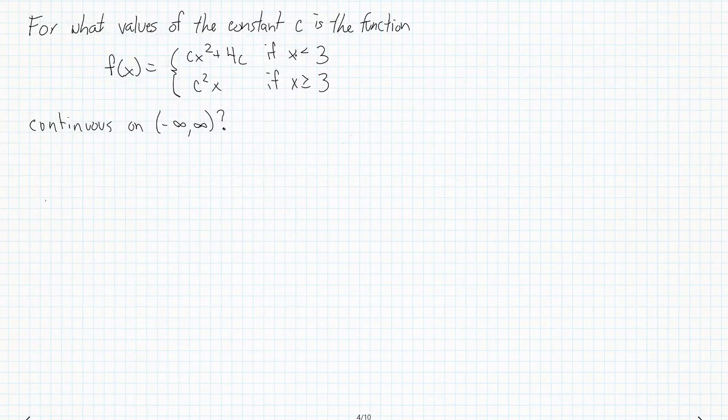Let's change gears here slightly, and let's switch to continuity for a few seconds. So for what values of the constant c is the function f of x equals this piecewise function, where you have cx squared plus 4c if x is less than 3, and then c squared x if x is greater than or equal to 3? We want that function to be continuous on negative infinity to positive infinity. Notice you basically have a polynomial where c is just some constant. So you have a polynomial and a polynomial.